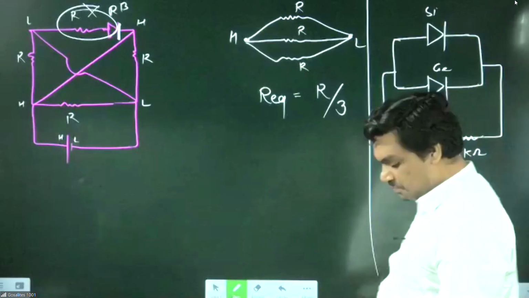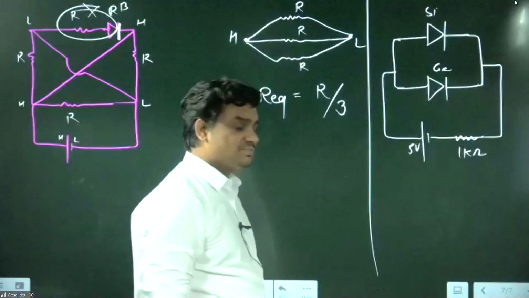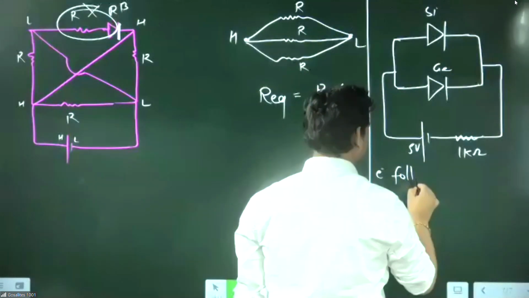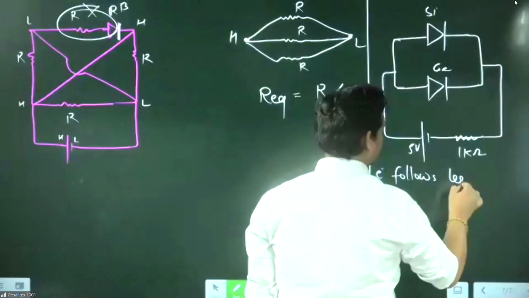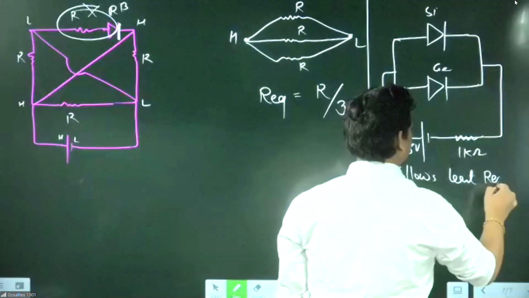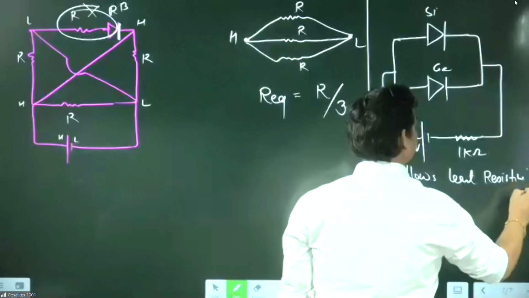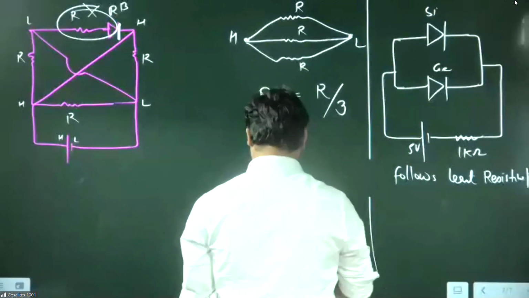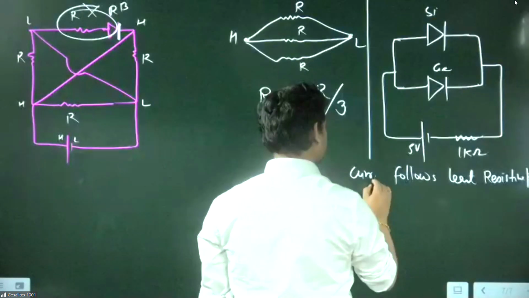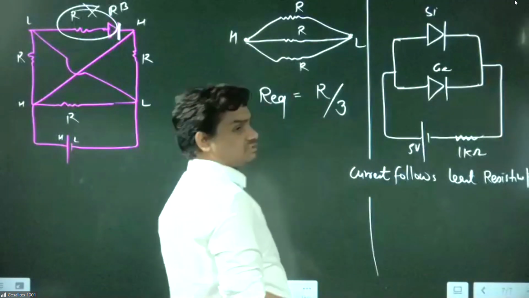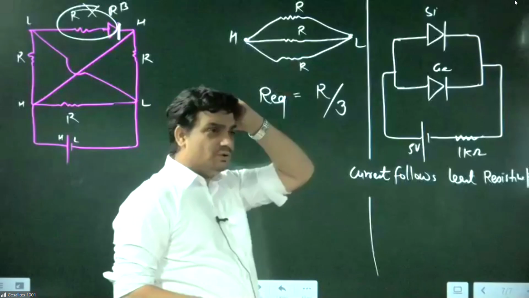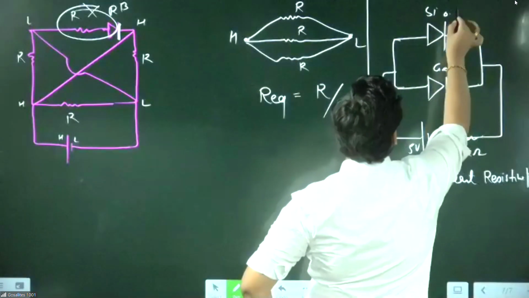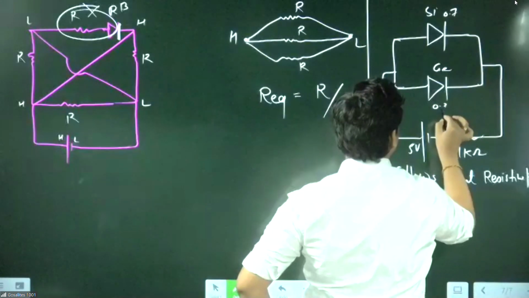You know which path they will follow? Electron follows least resistive path, or we can say current follows least resistive path. Okay, means current follows which path? Least resistive path. If it follows least resistive path, you know here how much it has to lose? 0.7, and here it has to lose 0.3.